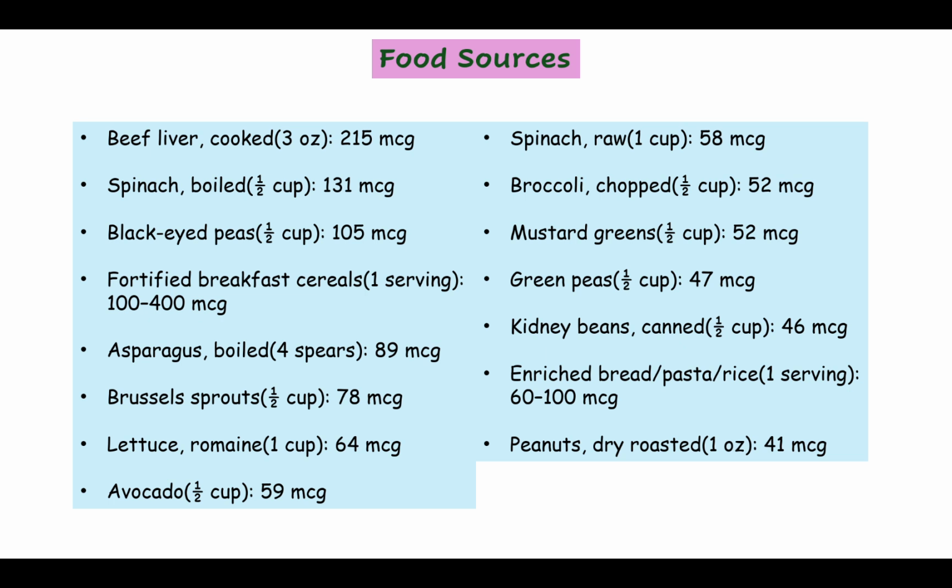Other good sources include romaine lettuce, avocado, raw spinach, broccoli, mustard greens, green peas, kidney beans, and peanuts. It is also worth emphasizing the contribution of fortified breakfast cereals, which provide about 100 to 400 micrograms per serving, and enriched bread, pasta, or rice, which provide roughly 60 to 100 micrograms per serving. This is useful for counseling patients because it shows that both natural food folates and fortified foods can contribute meaningfully to daily intake.